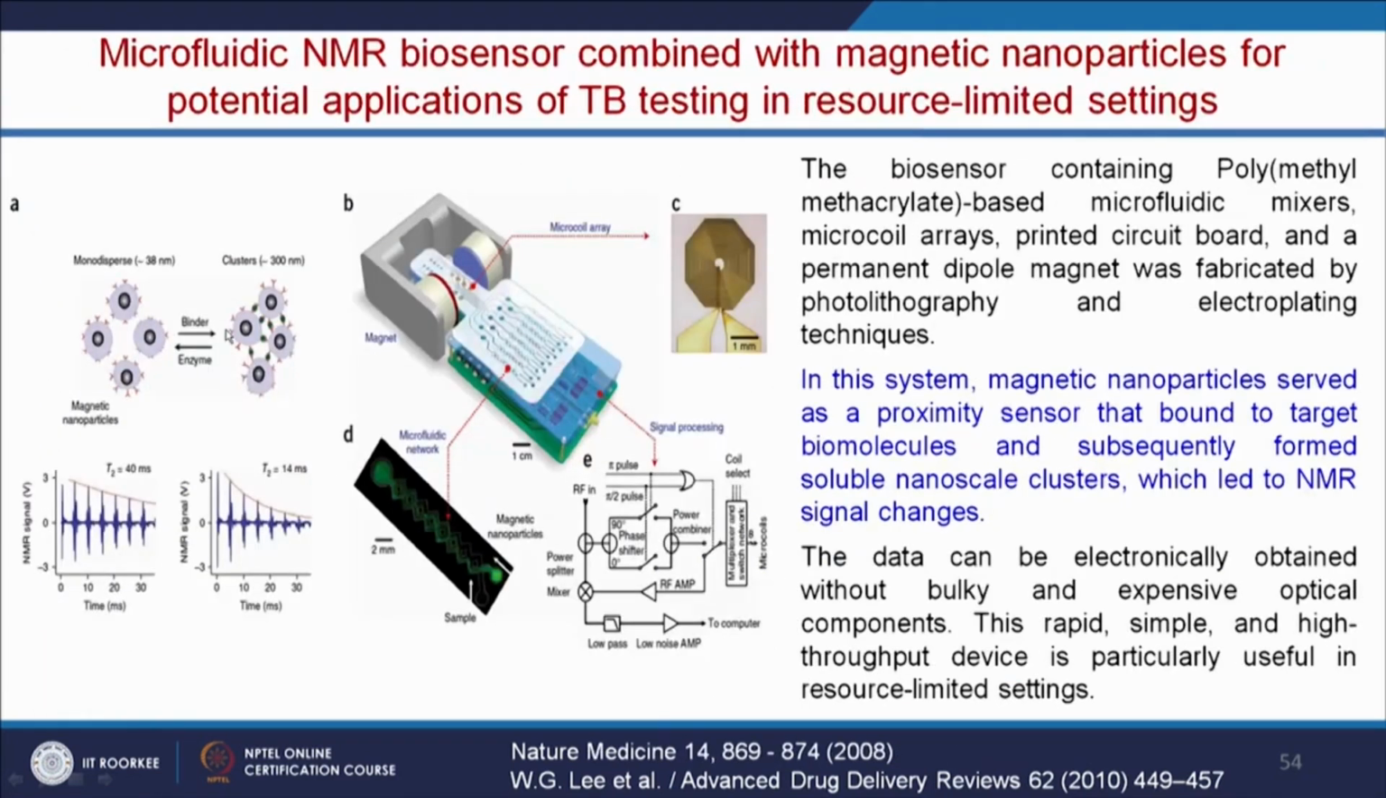Let us see how we can use magnetic nanoparticles for detecting TB, the tuberculosis bacteria. Usually the magnetic nanoparticles are dispersed, and in presence of TB they will form clusters. Due to these clusters there is a change in the NMR signals. So, this is a microfluidic NMR biosensor, which could be useful for detecting the change in the NMR signals.